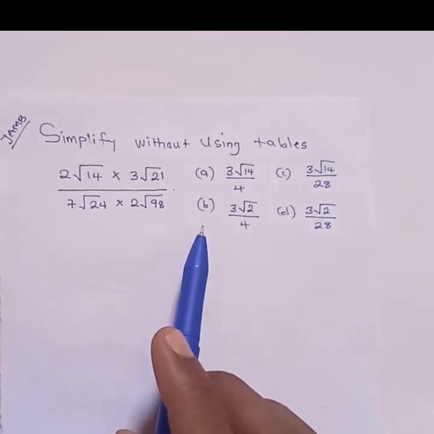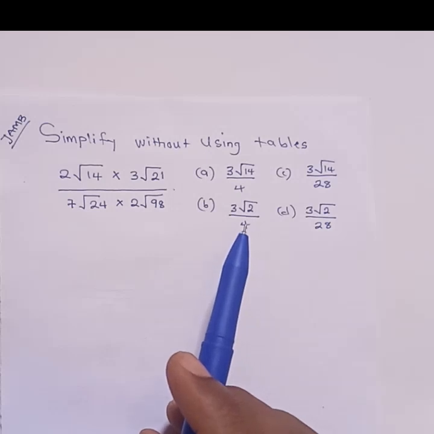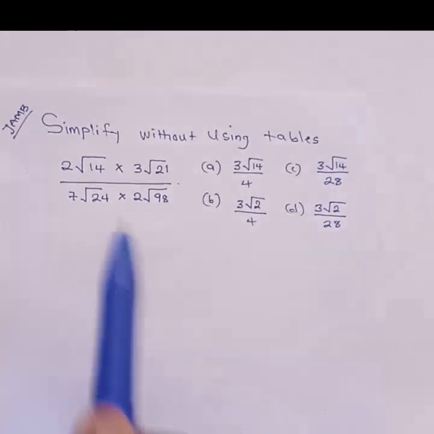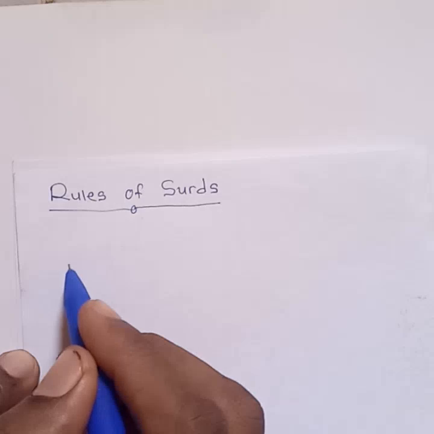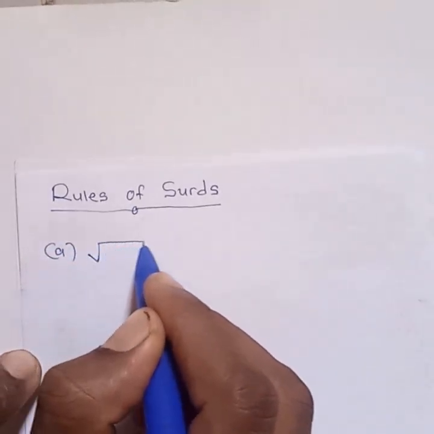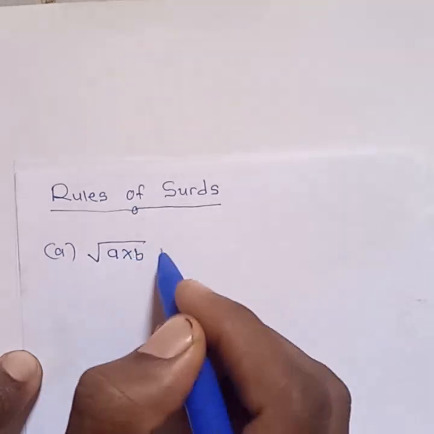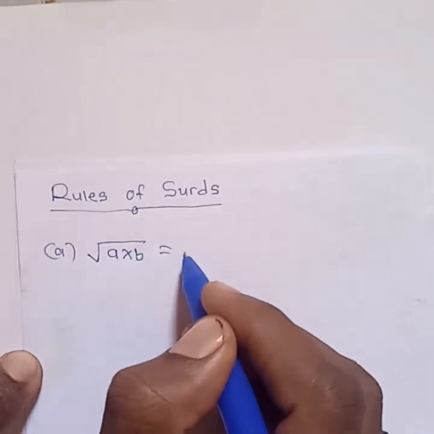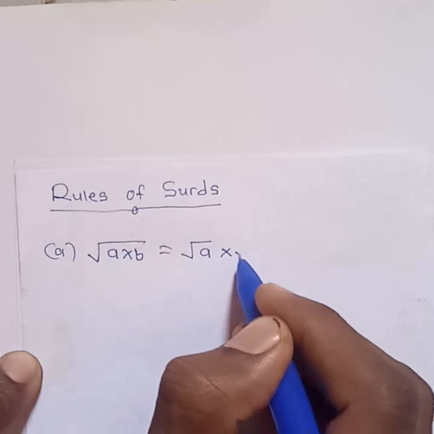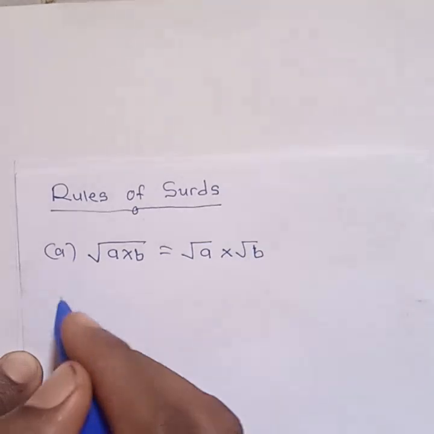Today, we will be solving selected JAMB questions on sorts. Before we begin, let's quickly refresh our minds on the basic rules of sorts. The first rule of sorts is the multiplication rule. The multiplication rule says if we have two numbers under a single square root, each of these numbers can go into its separate square root. So we have square root of A multiplied by square root of B.